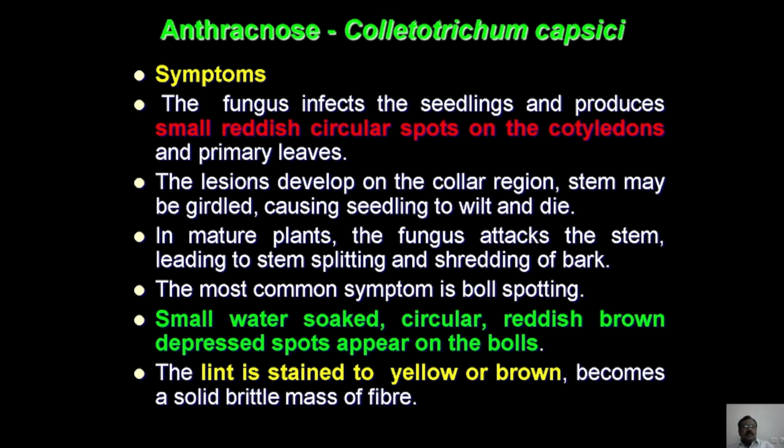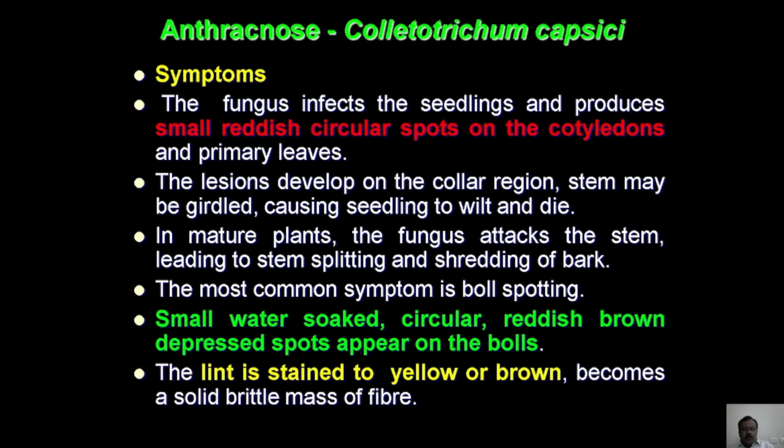And then the next important disease is anthracnose, caused by Colletotrichum capsici, which produces small reddish brown circular spots on the cotyledons as well as on the primary leaves. The lesions may also develop at the collar region and stem, and ultimately lead to girdling and wilting, finally death of seedlings. In the matured plants, it attacks the stem, leading to splitting of the stem as well as shredding of bark, and it also produces dark lesions or spotting on the bolls, which are small, water soaked, reddish brown depressed spots.